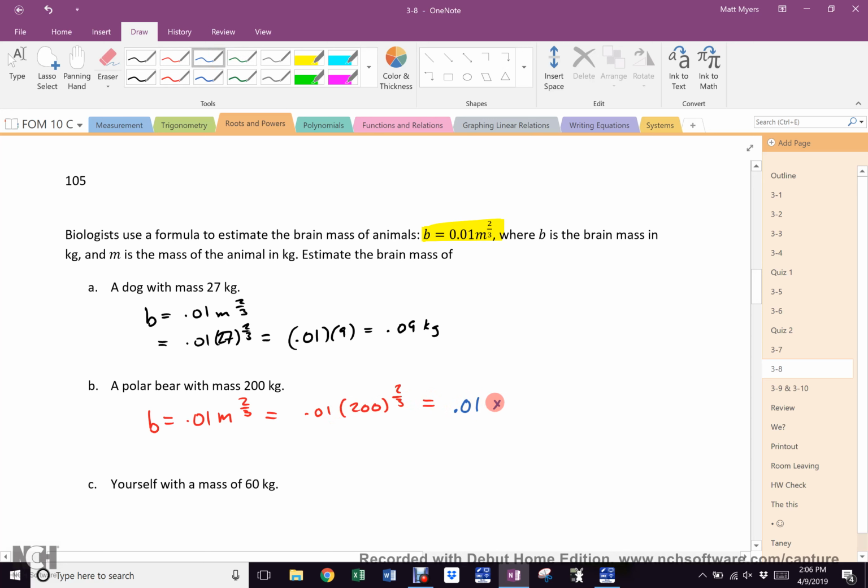0.01 times 200, then what? Exponent button, whatever it is, then what? Bracket. 2 divided by 3, close brackets, and then what? Equals. I must have an equals to get my answer. And what is it? 0.03 or 0.3? 0.34 kilograms. Easy peasy lemon squeezy, right?